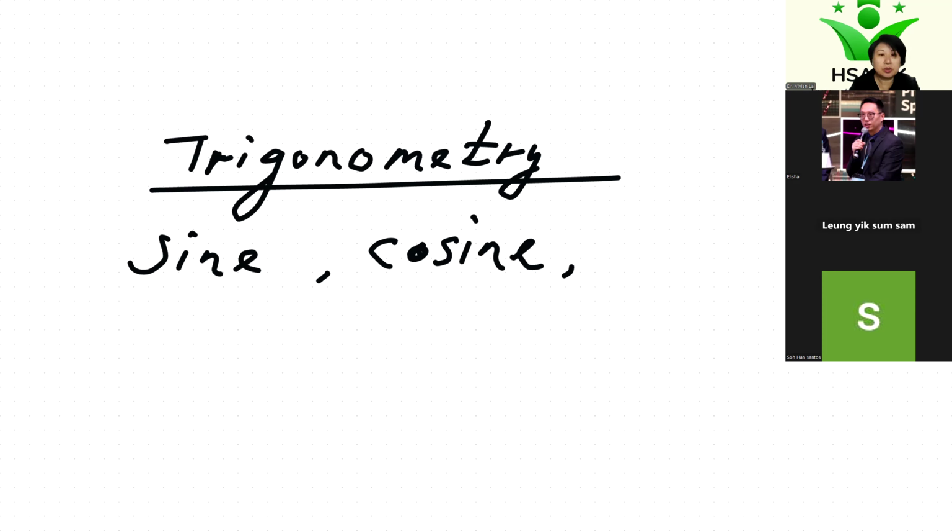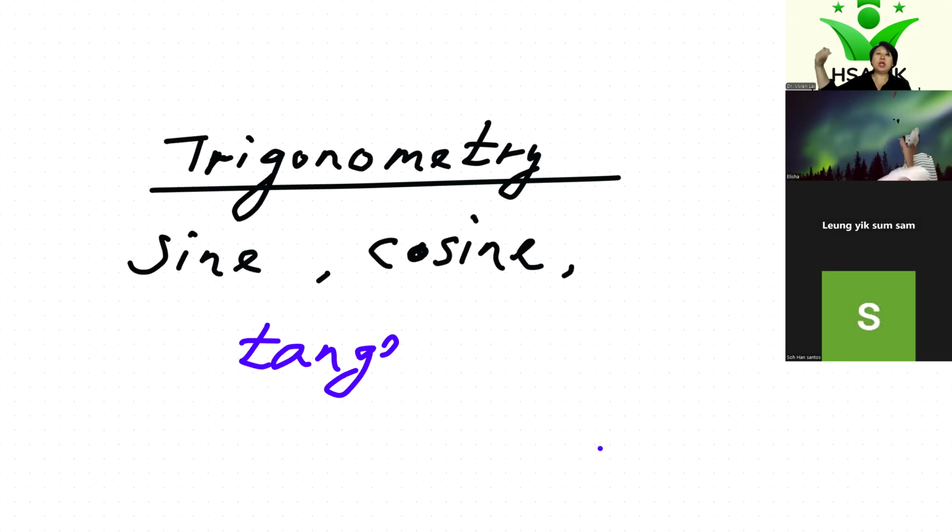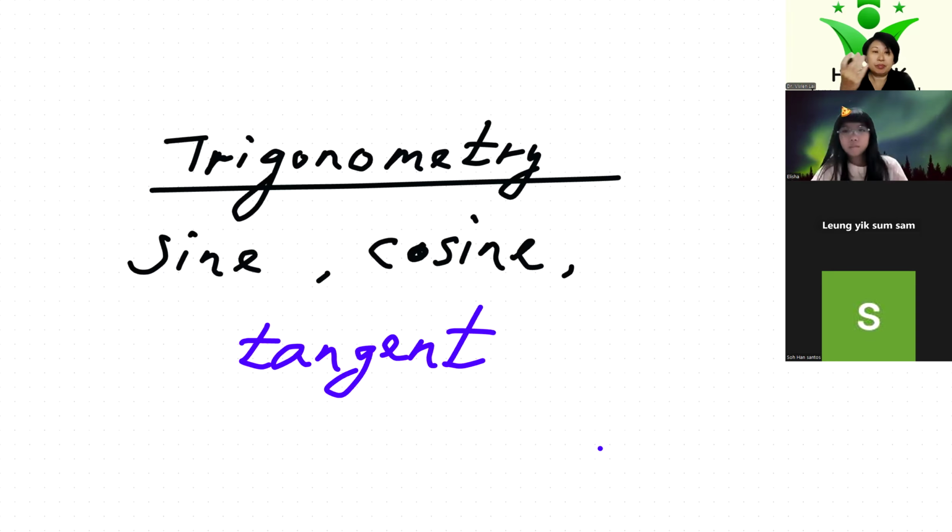And tangents. Okay, we'll focus on these three things as an introduction. Of course, if you go on to study with me for A level, you will learn cosecant, cotangent, those trig functions, further trig. But let's start with these three first.